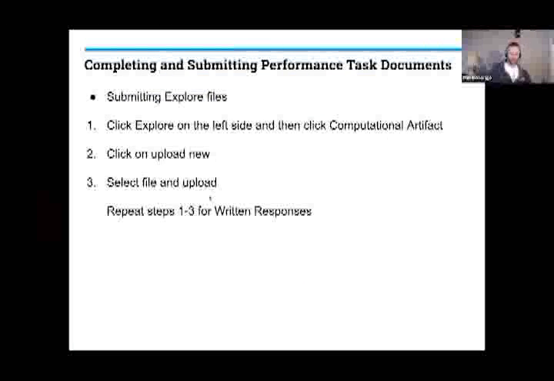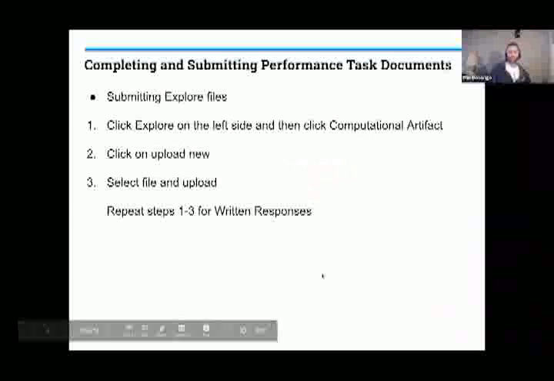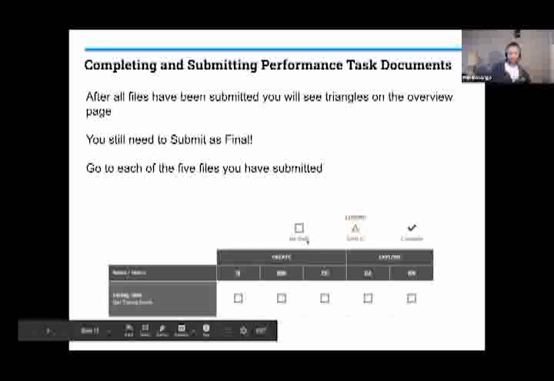So we've submitted our create files. Now submitting explore. Remember, you only have 2 items to submit for explore. So you have the computational artifact. You're going to click upload new, select the file and upload, and then you're going to do it again for written responses. So remember, create: you've got the overview, computational artifact, written responses. You're going to upload new.